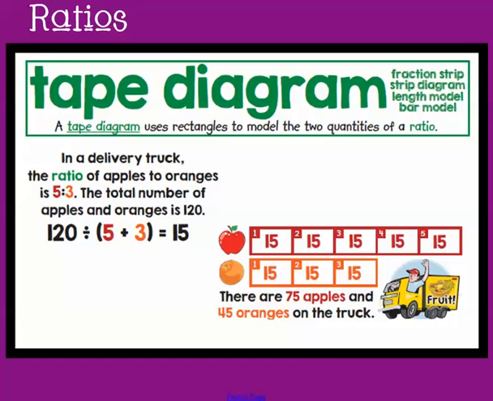So you can kind of think of this as maybe boxes of fruit, where in each box we have 15 apples or 15 oranges. So in the tape diagram we've labeled that out. In each box we've shown 15 apples, and in the lower row 15 oranges in each box. So now we can add up the total number of apples, 15 times 5, which is 75, which tells us we have a total of 75 apples, and 15 times 3, which is 45, which tells us we have a total of 45 oranges on the truck. And if we look at that 75 to 45, we see that we're still keeping that 5 to 3 ratio.